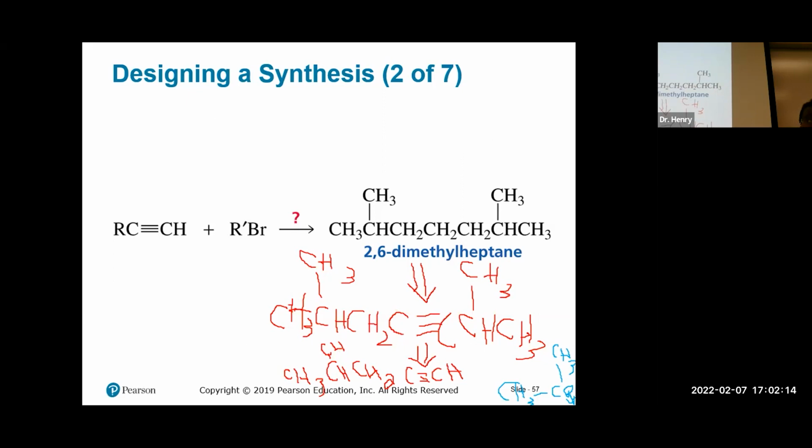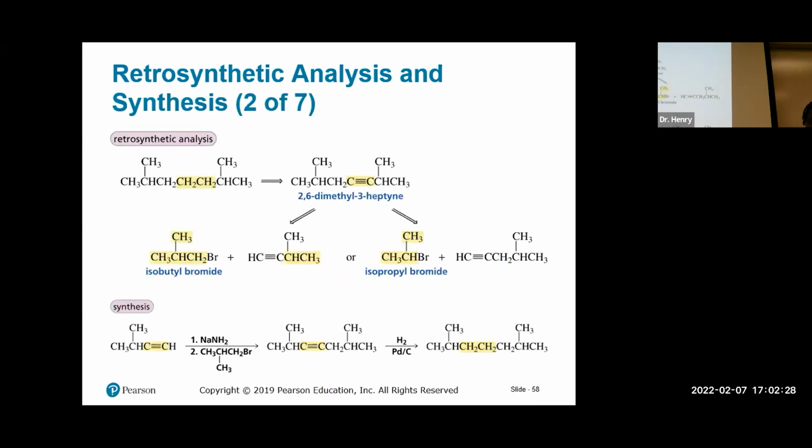Okay, so then that gives us these two molecules. Then we can go back even further because we know that to get from that initial one, to get from here, we could actually use this molecule here. So we have these two options, right? We have an isopropyl bromide or an isobutyl bromide. Okay.